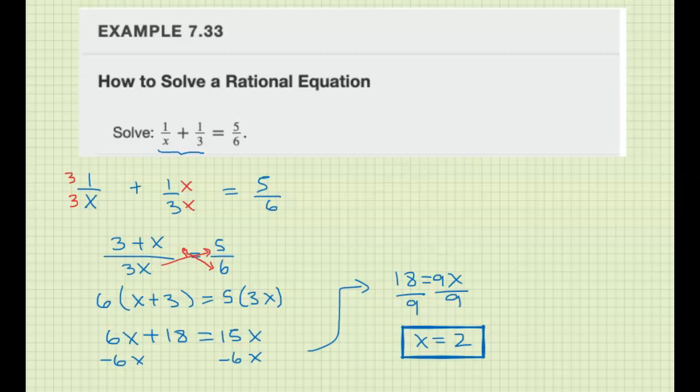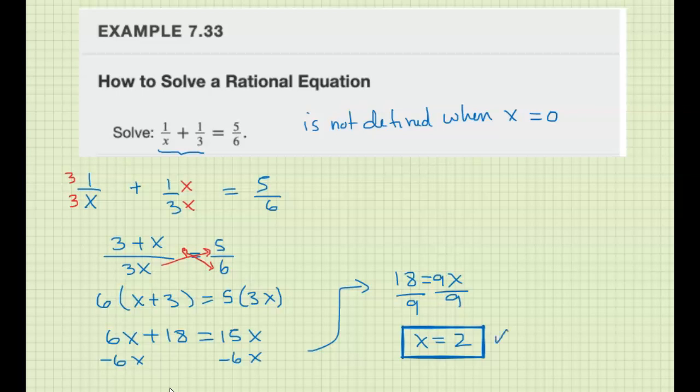Now with rational equations, because you have a variable on the bottom of the fraction, you have values for which the rational function is undefined, okay? So when you find your solution, you want to make sure that this is not one of the excluded values. If you look at your fraction here, the first fraction is not defined when x equals 0. So when you find your solution, x equals 2, which is not 0, so that's good.